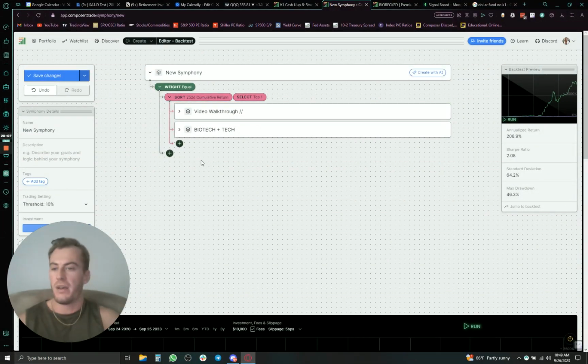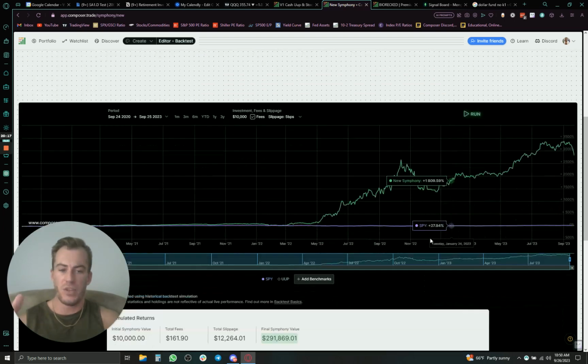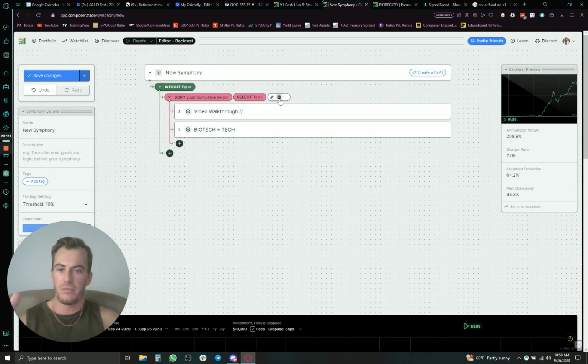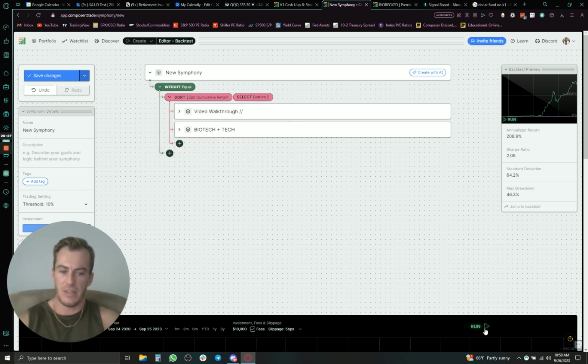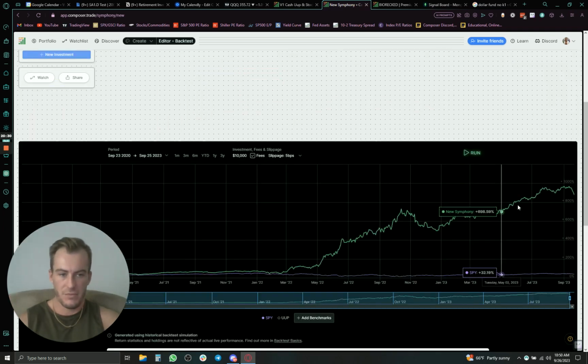But long story short, it's going to take some testing to figure out what is the best way to sort algos. I'm still working on figuring that out. But long story short, we can switch our strategies off and on so that we can capture these movements. Or you could probably just do select top two, see what happens here. Select both of them. And yeah, it slows down the drawdown.